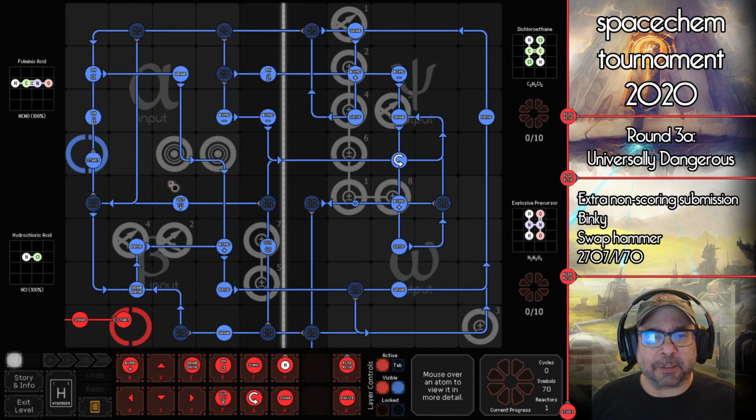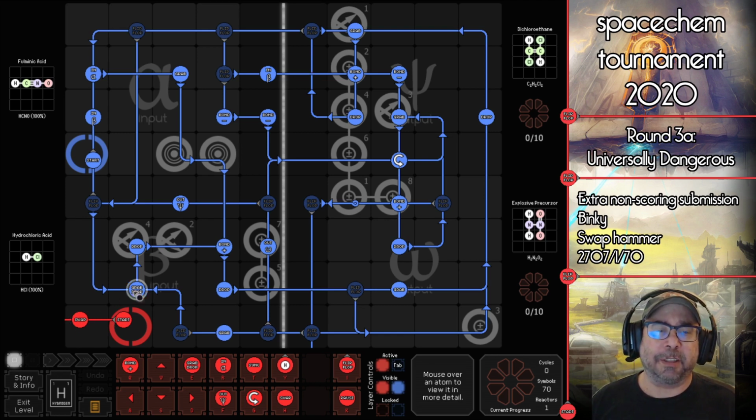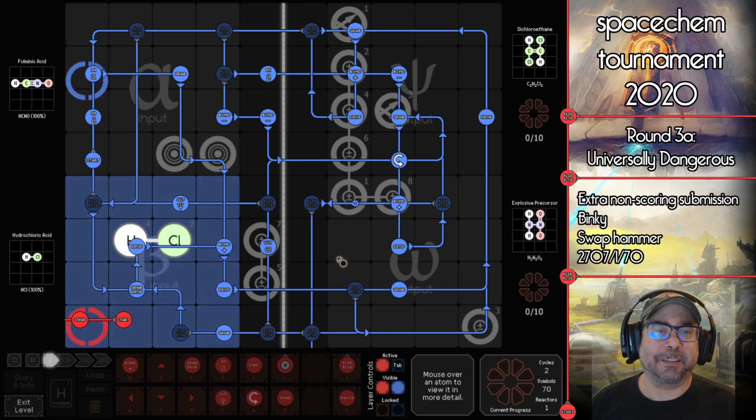Now, all of these non-scoring solutions are going to be swap hammer solutions. That means one of the Waldos is going to hammer on a swap, running straight into the wall, swapping every single cycle. This was a bit of a meme in the Discord. I think people were like, "Oh, can this be done with a swap hammer?" And it's like, well, it'll be really annoying, but yeah, it can be done. Yeah, well, everything's going to be blinking around all the time. So here's Binky's solution.